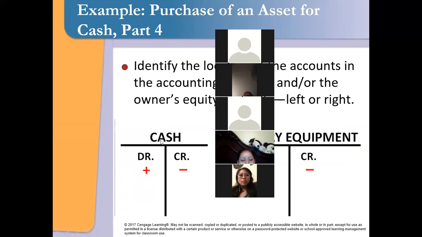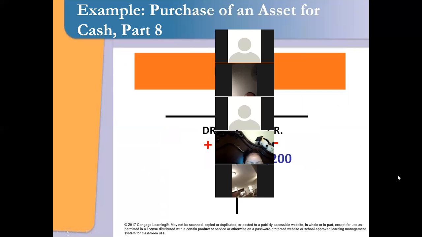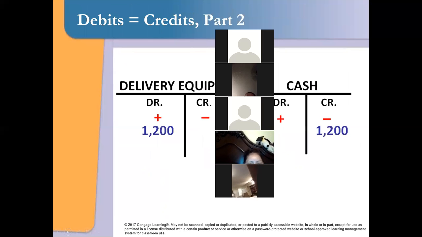Cash would be the credit and the delivery equipment would be the debit. Why would the delivery equipment be the debit? Because you're increasing the equipment. It's an asset. That's right. What happened to the cash? You decreased it. It went away. Absolutely. So there it is. Does that make sense, everybody? Your delivery equipment went up because now you have a new asset. And in order to get that asset, your cash had to go down. And again, debits equal credits.